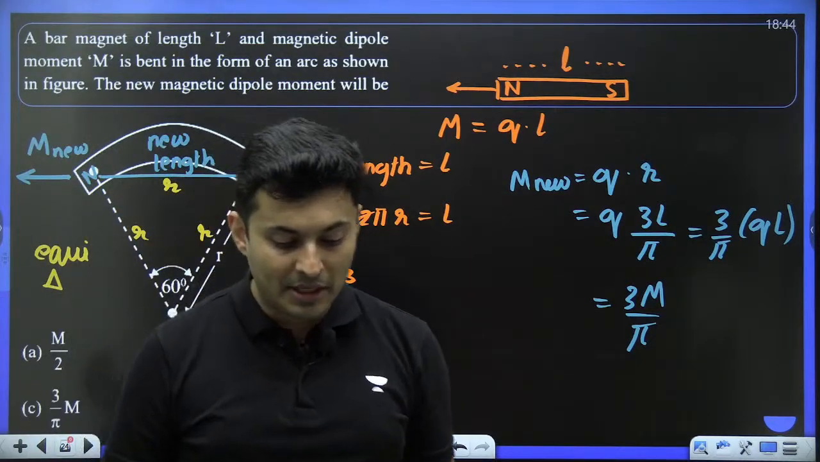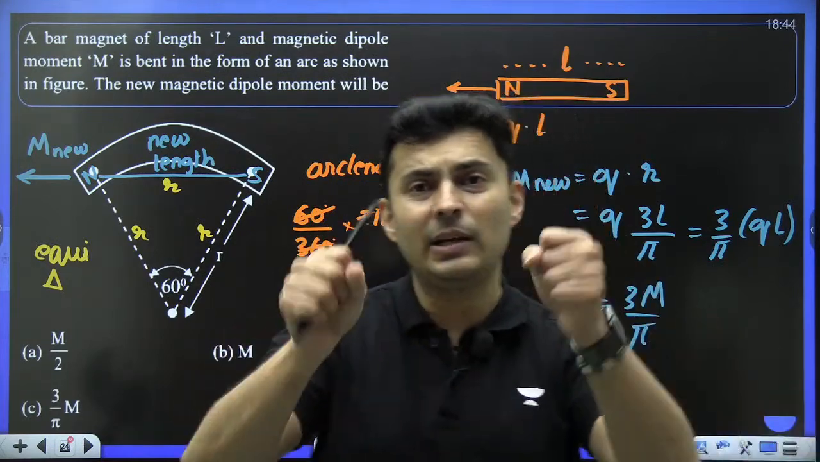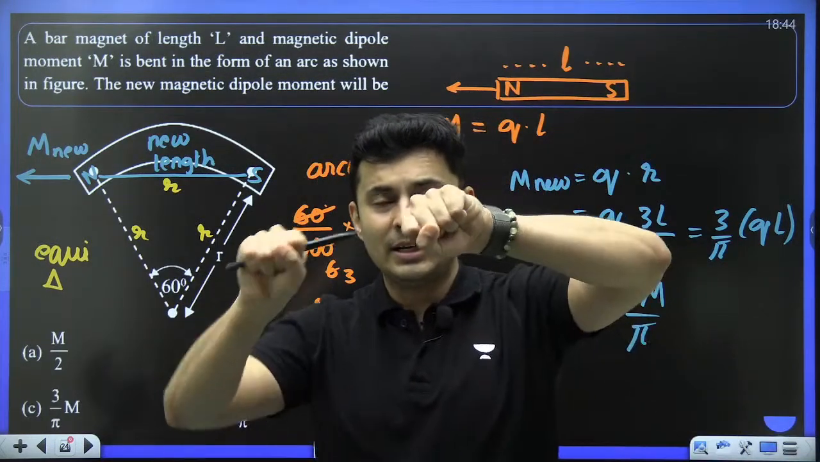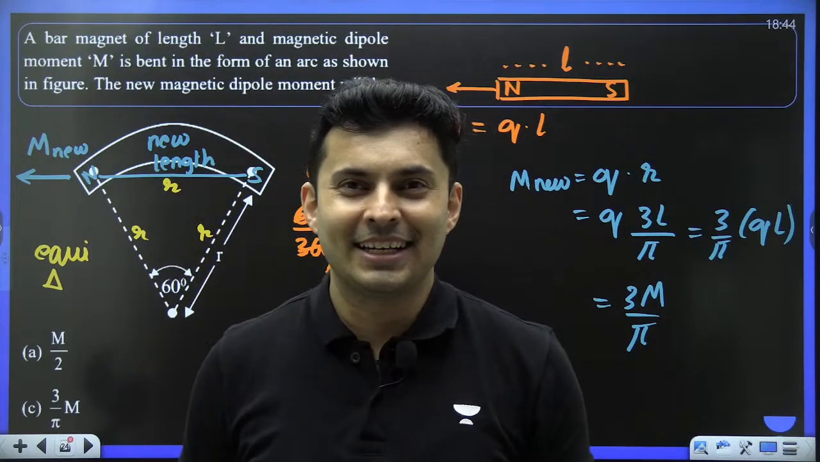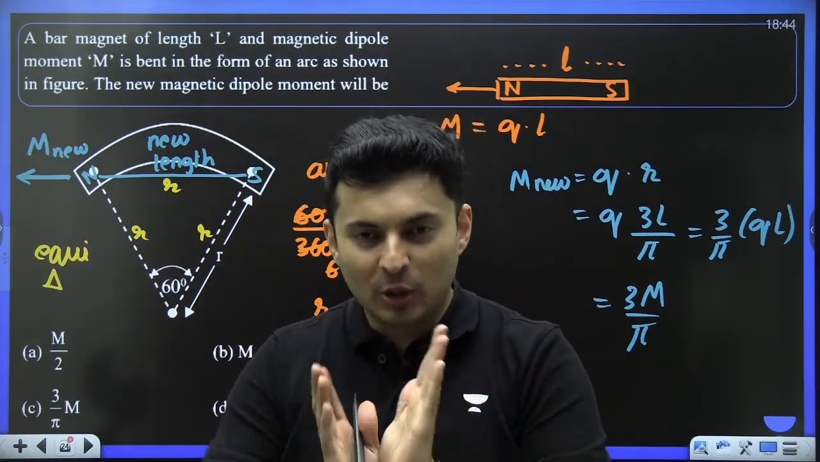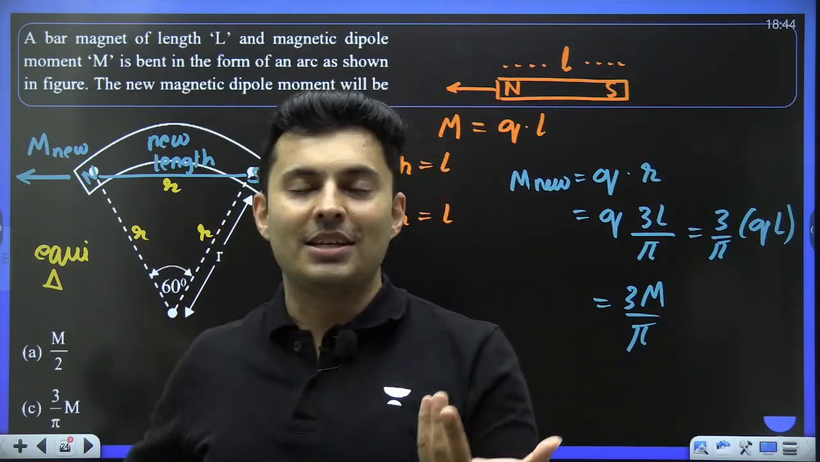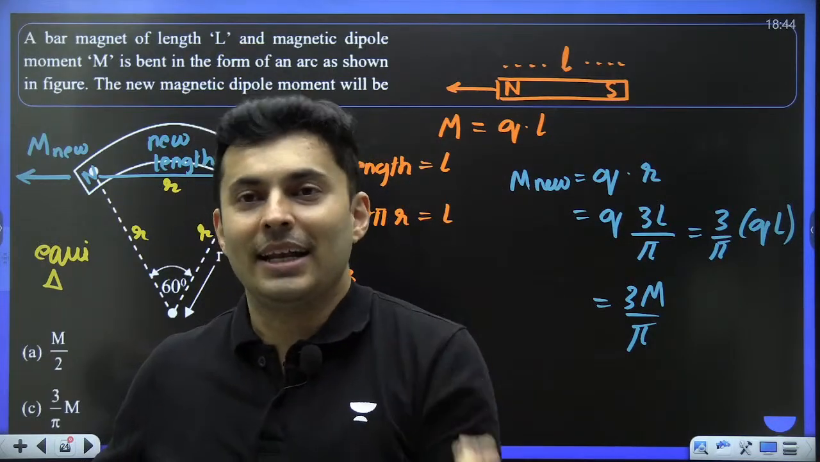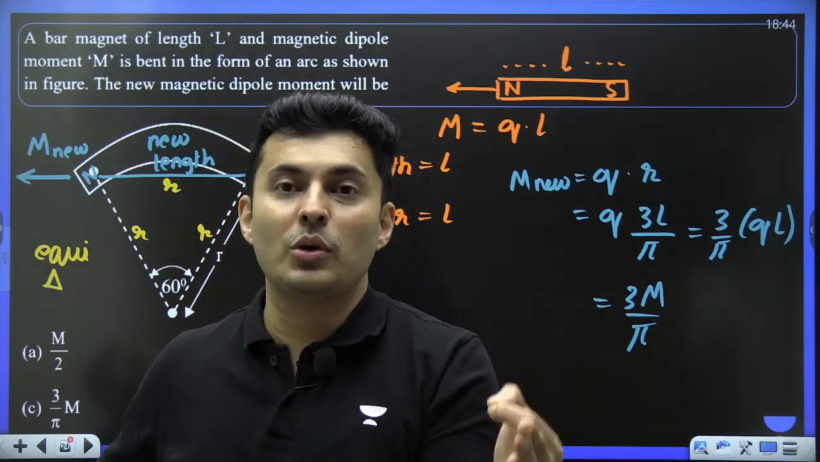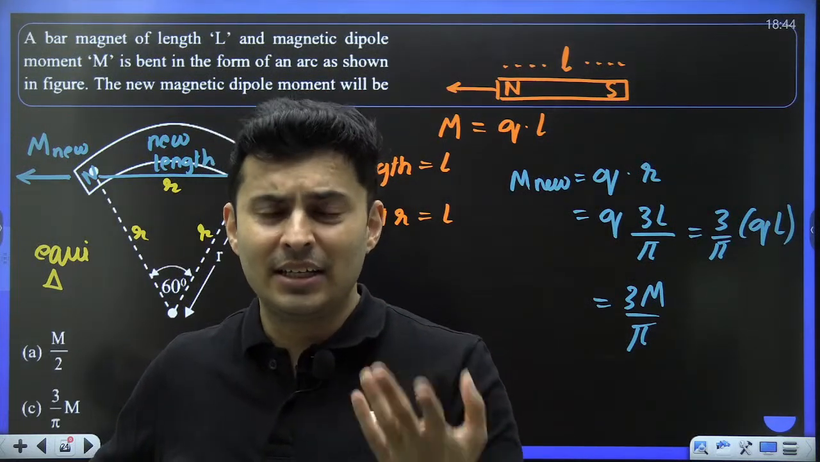Is there any general formula for these questions? See, don't try to remember general formulas like this, because what if it is not made into a circle? What if it is made into an L-shape? What will you do then? Or what if a part of it is bent and some parts are kept straight? So things can change. That's why don't try to learn a general formula by heart. That will unnecessarily add more pressure on you to memorize special cases. Many teachers do that. I find it very ridiculous.